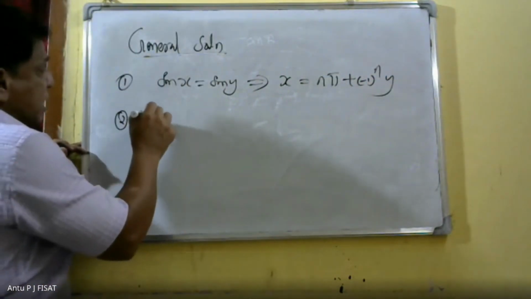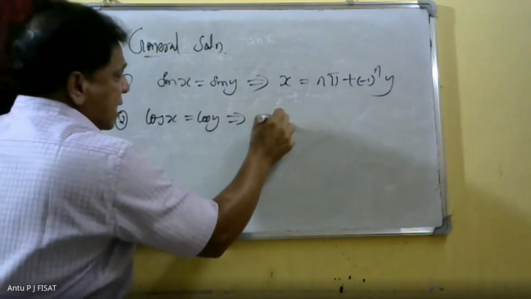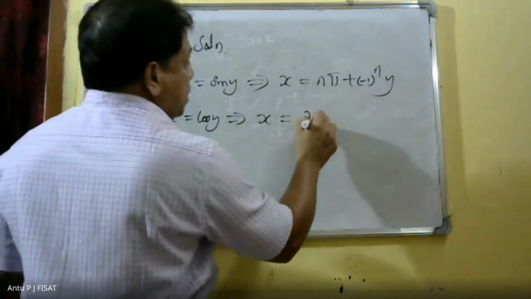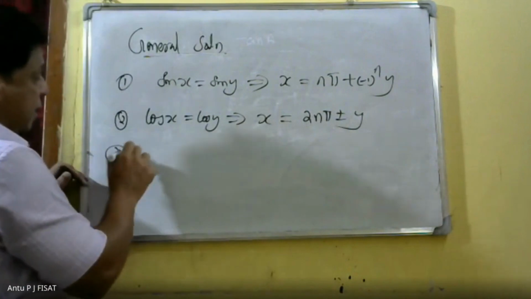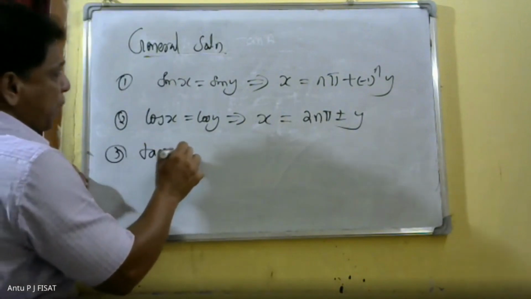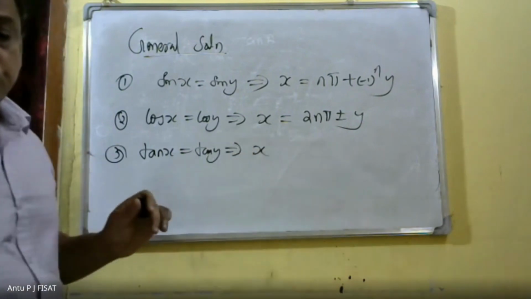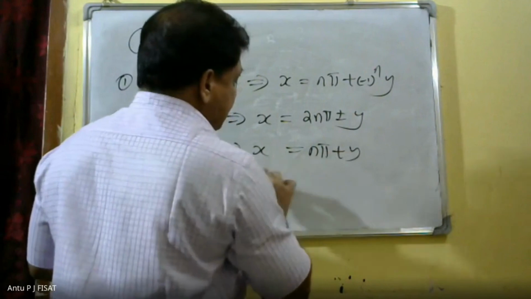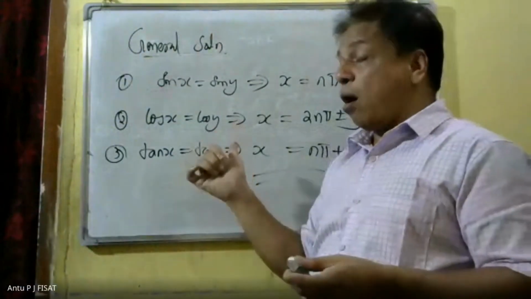Then cos x is equal to cos y. That implies x is equal to 2n pi plus or minus y. Then tan x is equal to tan y. That implies x is equal to n pi plus y.